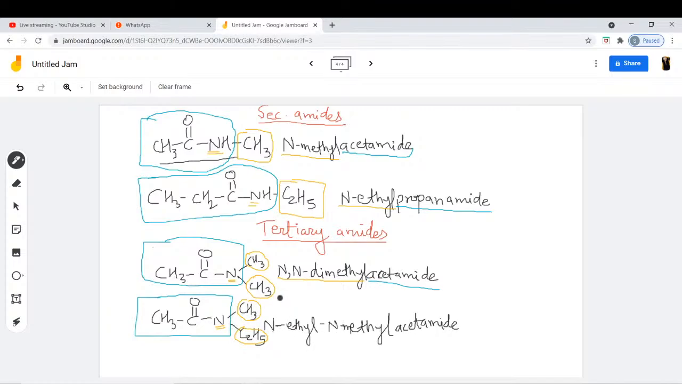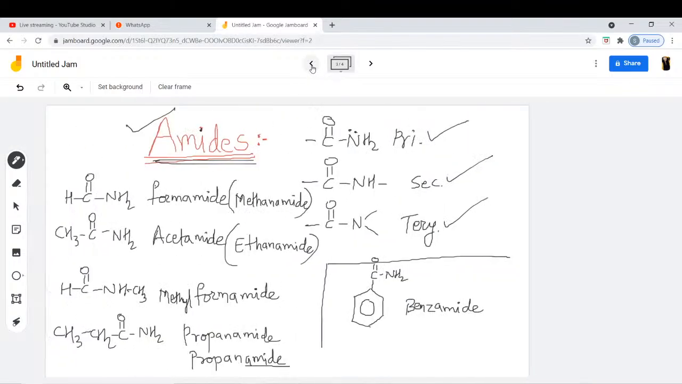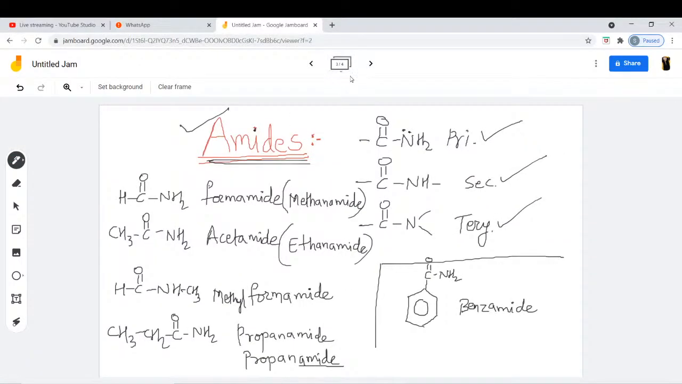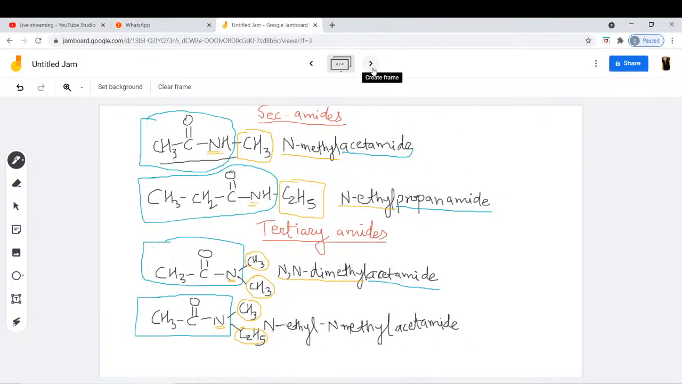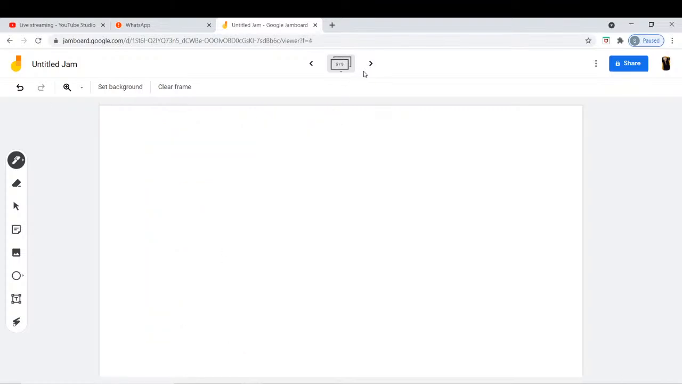Okay, easy. So these are some primary, secondary, and tertiary amides. These are the amides, particularly the primary amides. Unfortunately, here I took an example of a secondary amide, so you can say it's a secondary amide, and some tertiary amides are here. Okay, that much is sufficient.